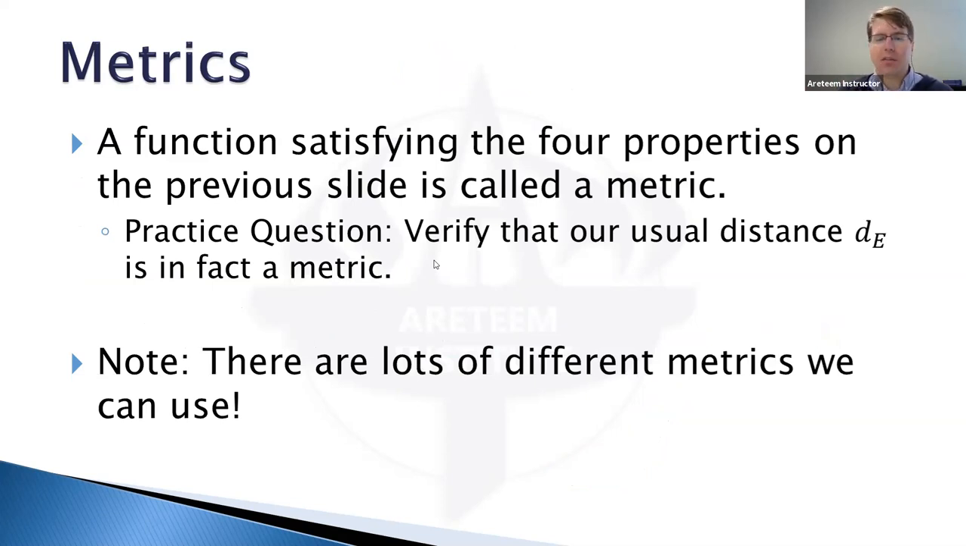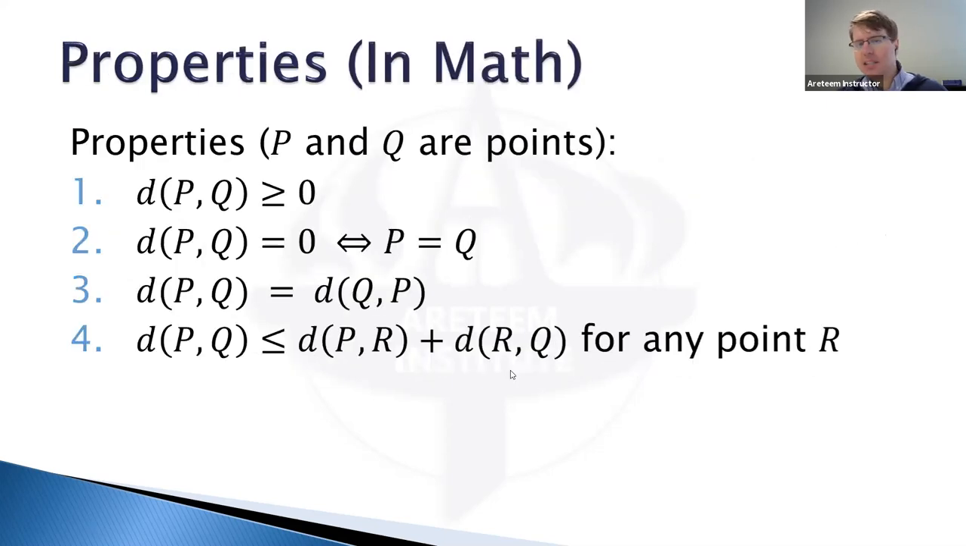So if you want to practice this a little bit, a good practice question to start is: verify that the usual Euclidean distance is in fact a metric. If we go back there a second, this really boils down to a single property. Which of the properties is not immediately obvious, algebraically speaking?